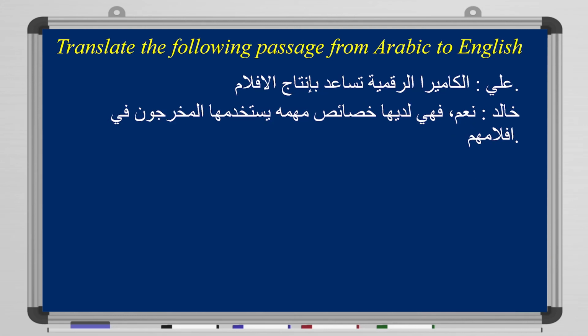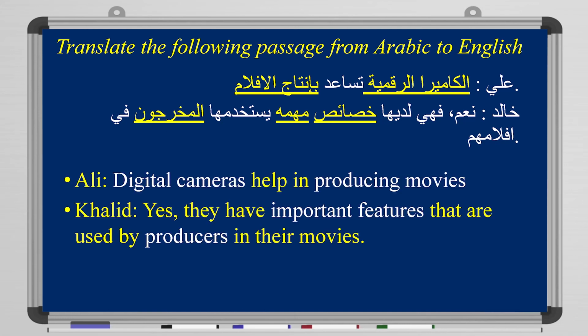Ali said, الكاميرا الرقمية تساعد بإنتاج الأفلام. Khalid said, نعم. فهي لديها خصائص مهمة يستخدمها المخرجون في أفلامهم. What are the keywords here? الكاميرا الرقمية, إنتاج الأفلام, خصائص مهمة, المخرجون, and that's it. How do we translate that? Ali said, digital cameras help in producing movies. Khalid said, yes, they have important features that are used by producers in their movies.